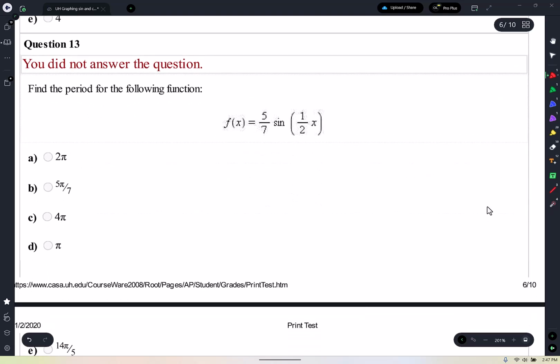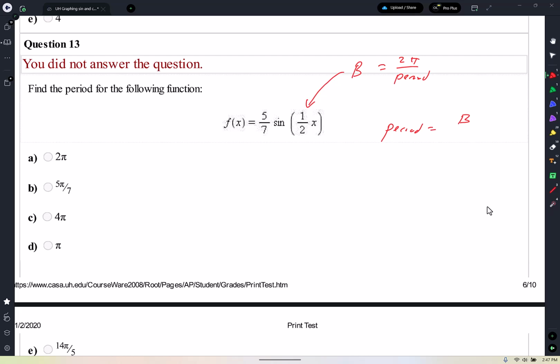All right, this one here, number 13, find the period. The period is based off of the B. This is my B. So that means a half in the front means a horizontal stretch by a factor of 2. If you don't remember that, it's okay. Remember that to get the B, it's 2 pi divided by period. So that's my B there. So if they want the period, you're going to be doing 2 pi divided by B. So 2 pi divided by half, 2 pi times 2, 4 pi. Keep change flip.